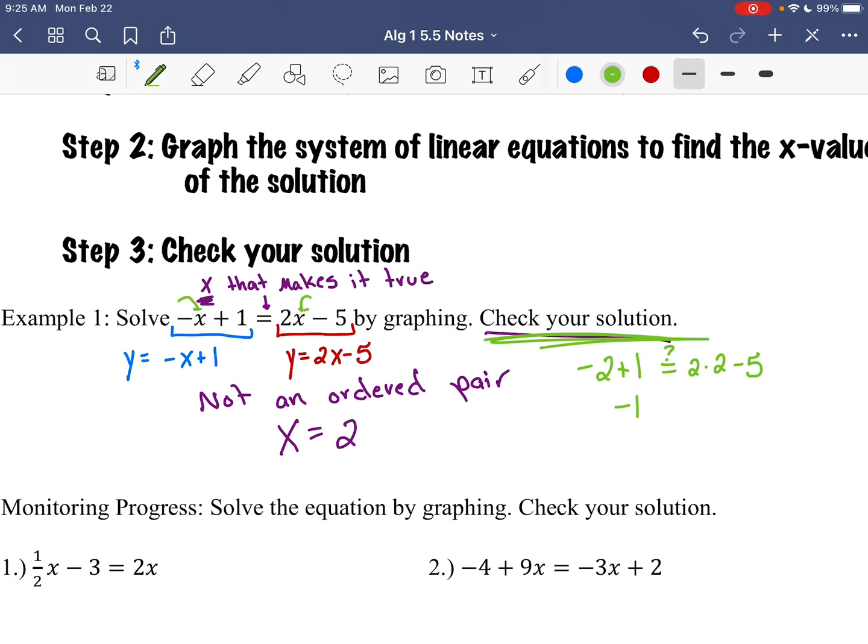Negative 2 plus 1 is negative 1. 2 times 2 is 4 minus 5. That's also negative 1. Yes, it works. So there's my solution. X equals 2.